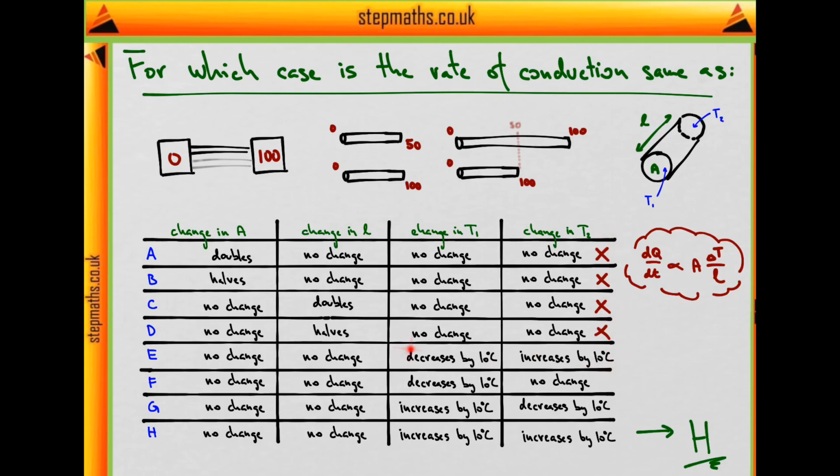And of the 4 changes in temperature, the only one which doesn't change the difference, delta T, so it either decreases or increases both temperatures T1 and T2 by the same amount, is H, which increases both by 10 degrees and makes no geometric changes to the rod itself. So the correct answer is H.